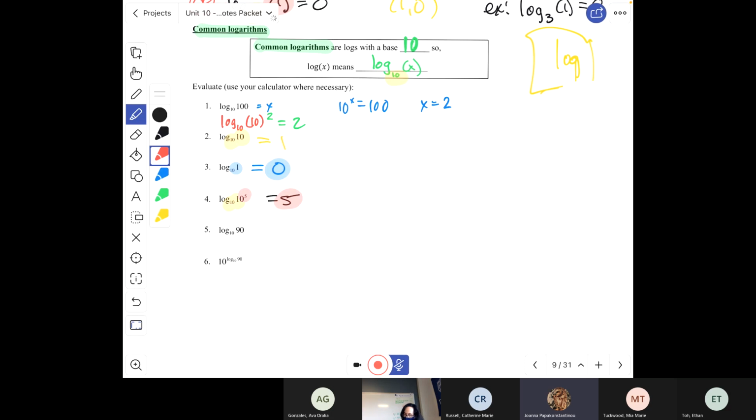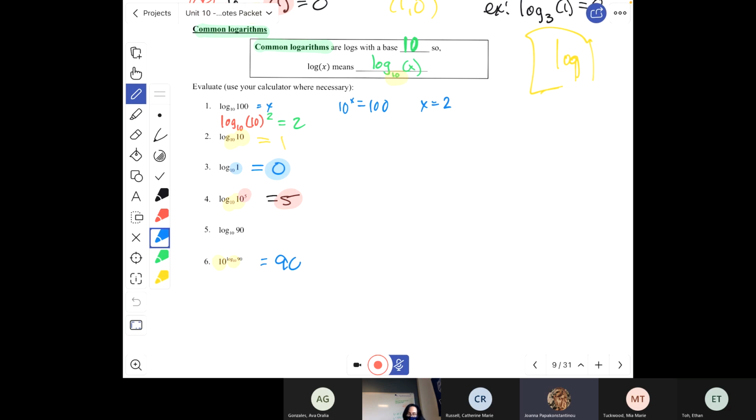Does anybody think they have the answer to the next one just for kicks? Does anybody maybe see it, hypothesize what the answer to the next one would be? Does anybody see anything? Maybe the base here is the same as the base of the logarithm. What did you say, Miles? Say it out loud. 90. You are correct. It is what the calculator says.